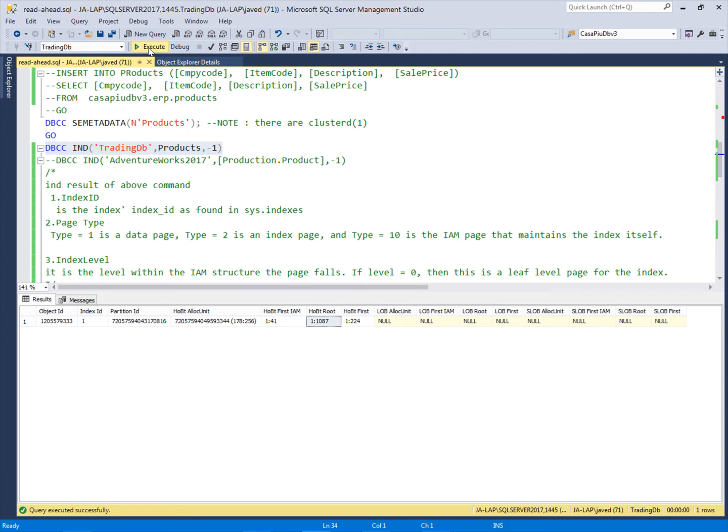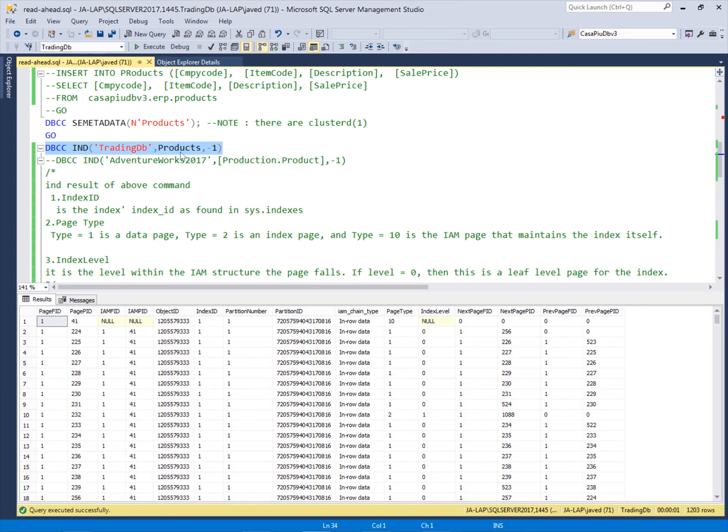If we want to check in detail the index structure of this product table, we can find it out by using this DBCC IND command. This is the full view showing us this index structure and all the page IDs assigned to it. This is the file ID where this index exists on disk, this is the object ID, which is the ID of the product table, and this is the index ID. Index ID 1 means this is the clustered index.